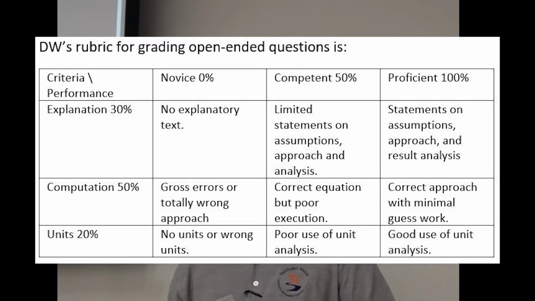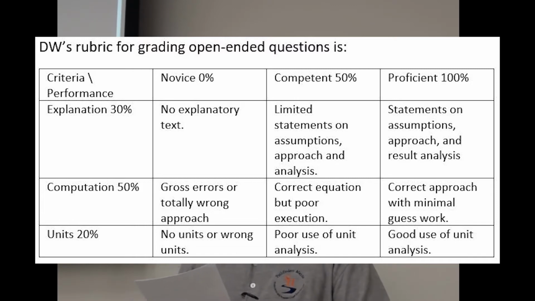Okay, so if you look at this rubric, no explanatory text, gross errors, a totally wrong approach, and no units would receive 0 credit. But a decent attempt is that middle column. You have some limited statements on assumptions or your approach or your analysis of your answer. You've got the correct equation, but poor execution. You've made a lot of mathematical mistakes. Or you have some units in there, but some are wrong, or they don't cancel. But you used your units, but you've got some problems with the units. That's all middle of the road, half credit type work.